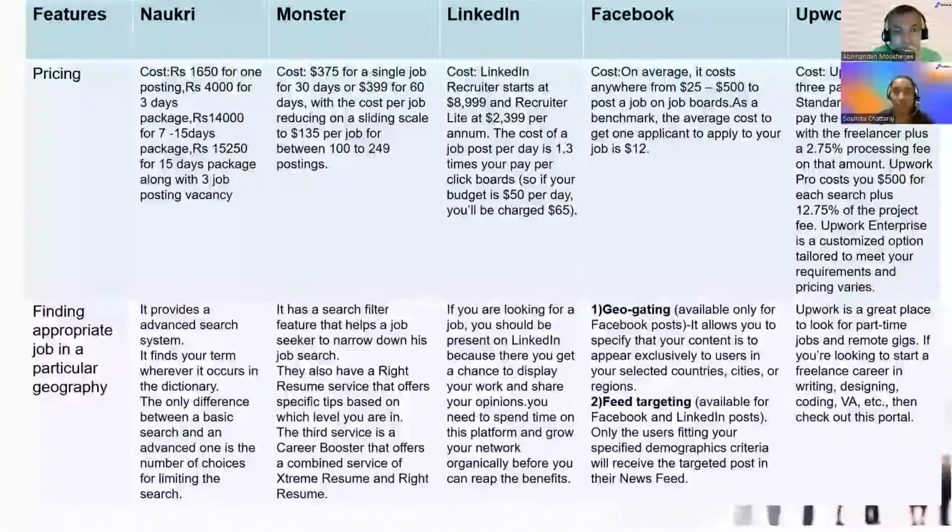One of these is pricing, as we can see over here. In Naukri, Monster, LinkedIn, and Facebook, they have a fixed rate. Naukri charges an amount for one post, or say a monthly subscription. Monster, LinkedIn, and Facebook do the same. But Upwork, which is a new way for freelancers and a gig marketplace, doesn't cost you beforehand. Only once the job gets done do they charge a commission amount. I think this is a very modern approach, and it is very cost effective for freelancers especially.